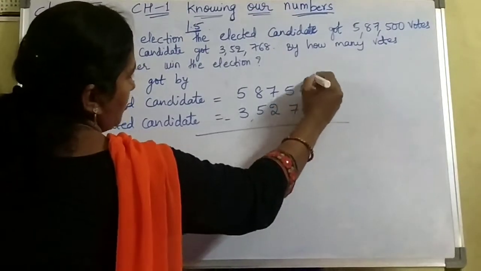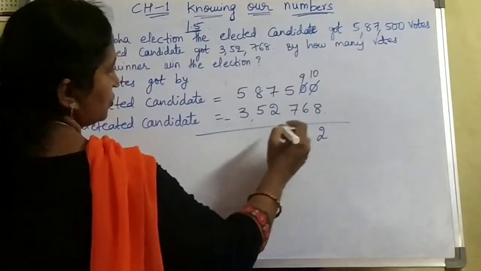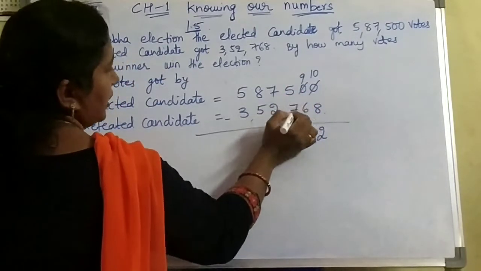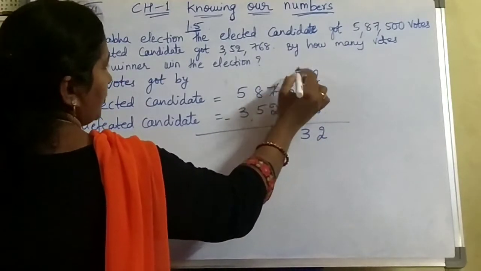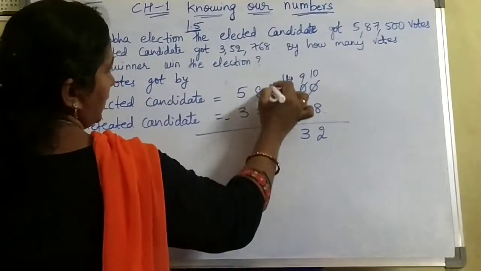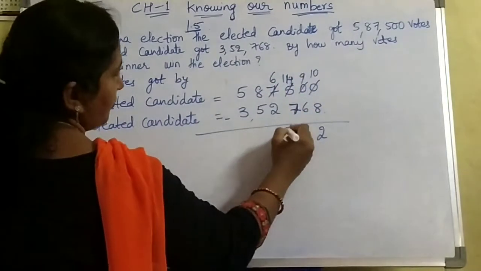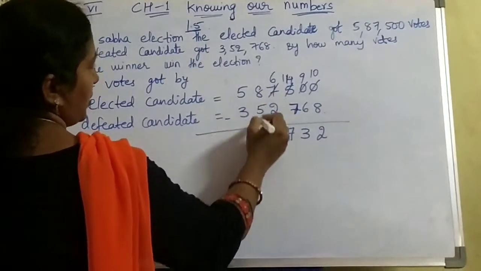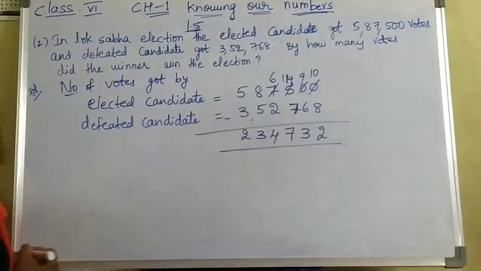0 minus 8 means take borrow. 10, it will become 9. 10 minus 8 is 2. 9 minus 6 is 3. And coming to 5. 5 minus 7 we can't do. Take borrow. It will become, already it is 4. Right? And it will become 14. And here will be 6. 14 minus 7 is how much? 7. And 6 minus 2 is 4. 8 minus 5 is 3. 5 minus 3 is 2.